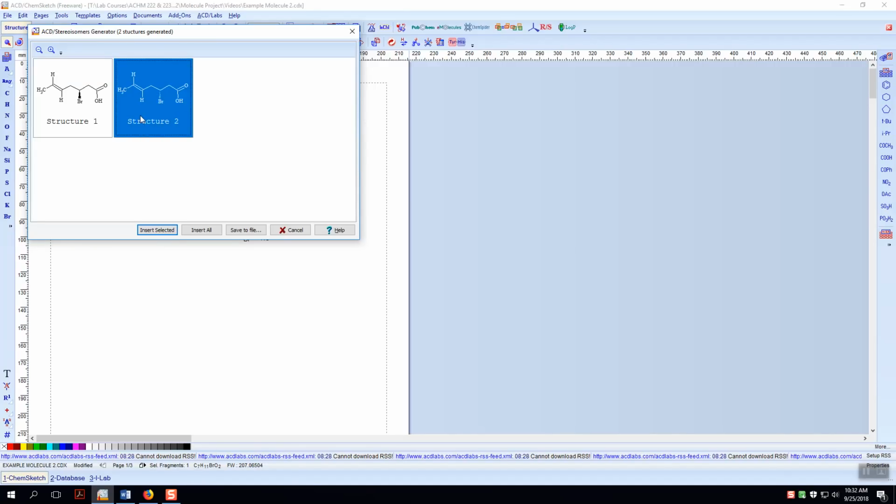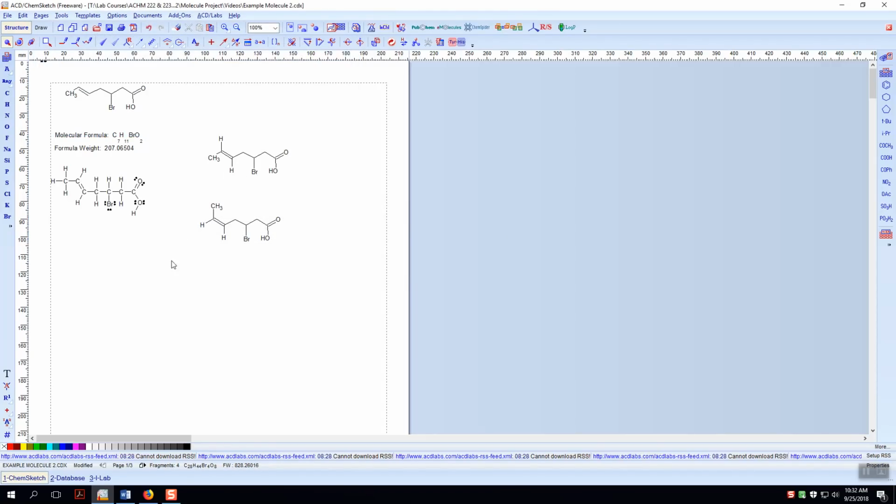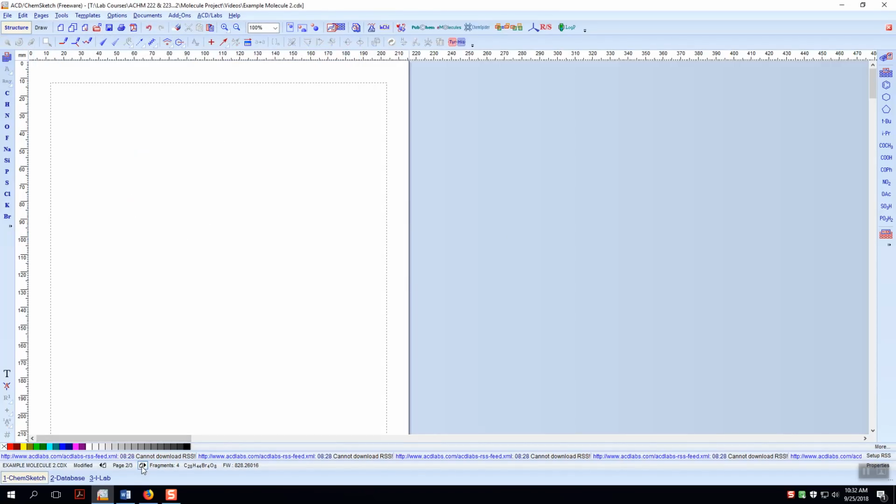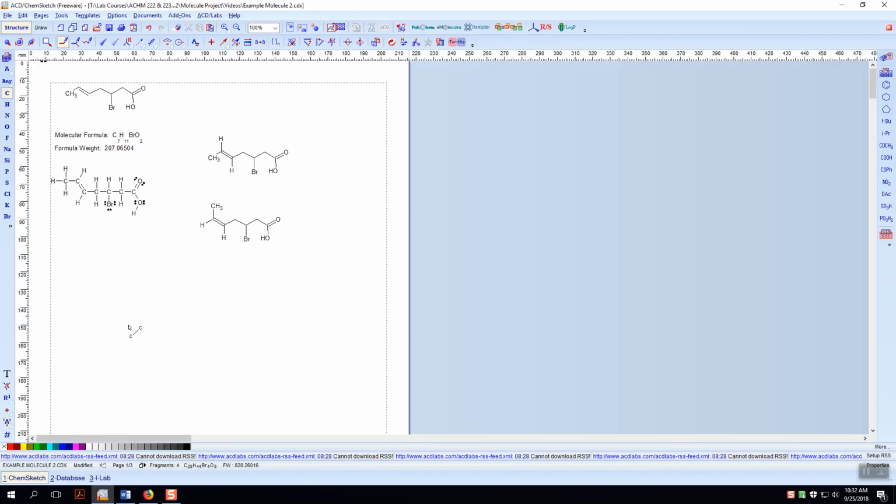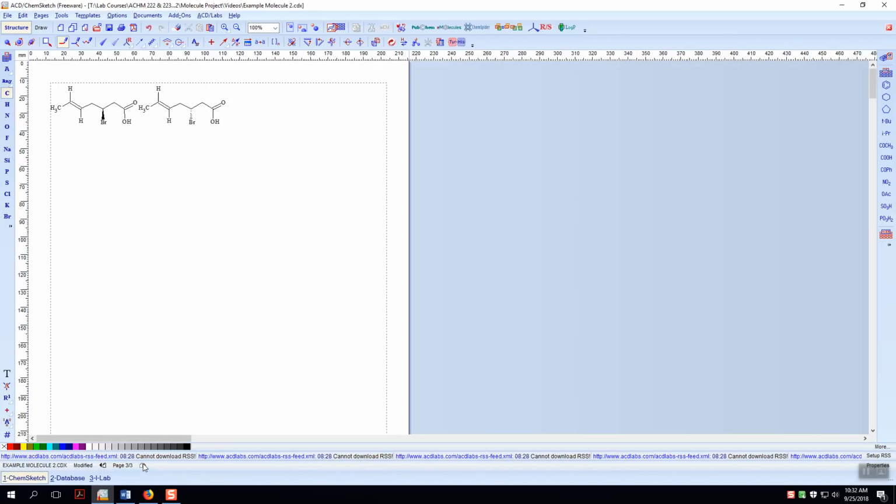And I can either select both by hitting Control and highlighting both, or I can hit Insert All. It doesn't matter. I'll select both and hit Insert Selected or hit Insert All, and I insert them. For whatever reason, these molecules went into my case page 3. A minute ago they went into page 2. So they may go to page 2 or page 3, not a big deal, but there are my 2 molecules.